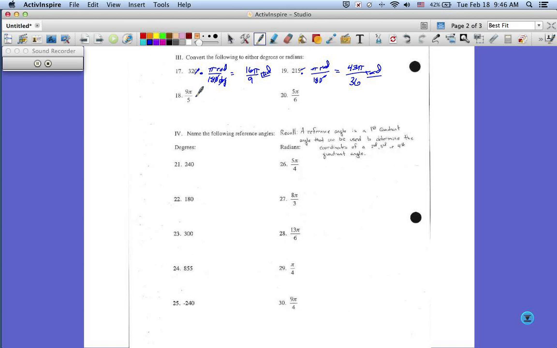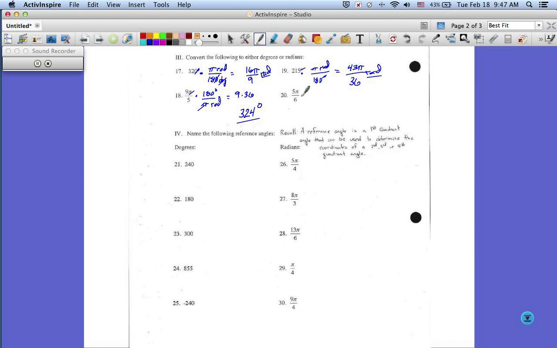9 pi over 5, so now I'm in radians. So I want degrees in my numerator and radians in my denominator. Right, and the pi's cross out nicely here. 180 and 5 reduce. Oh, fortunately, we just did that. 180 and 5 reduced to 36. So I have 9 times 36. 9 times 30 is 270. And 9 times 6 is 54. 270 and 54 is 324 degrees.